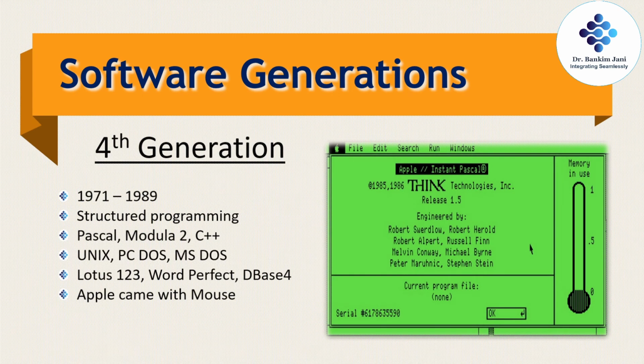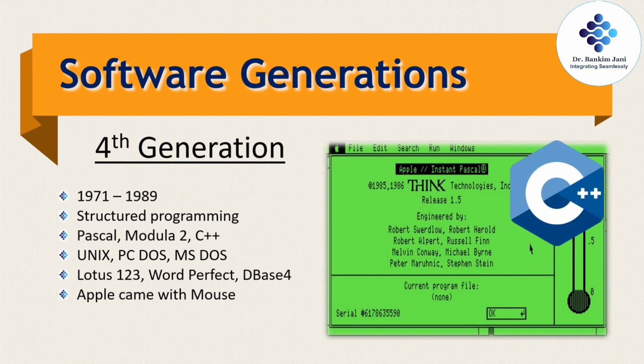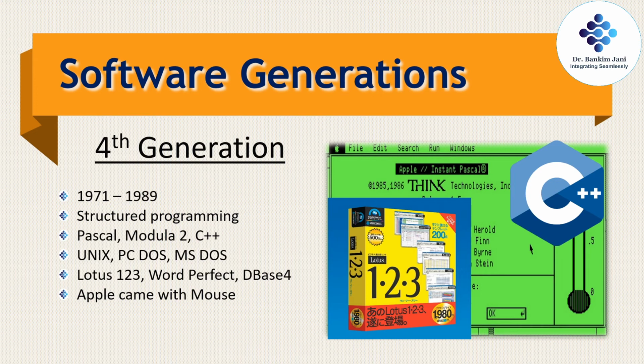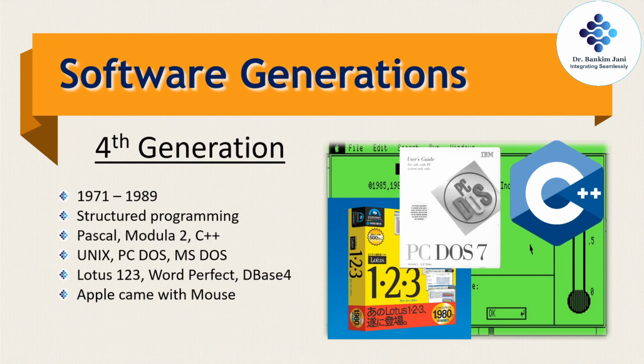Fourth generation, 1979 to 1989. Introduction of a better programming technique called structured programming, a logical, disciplined approach to programming. Pascal and Modula-2 are the examples. BASIC, which was introduced in the third generation, was refined and upgraded. C++, a structured language, came into use. Better OS in the form of Unix, PC-DOS, MS-DOS came into existence. Application programs like Lotus 1-2-3 for spreadsheet, WordPerfect for word processing, dBase IV for database management.